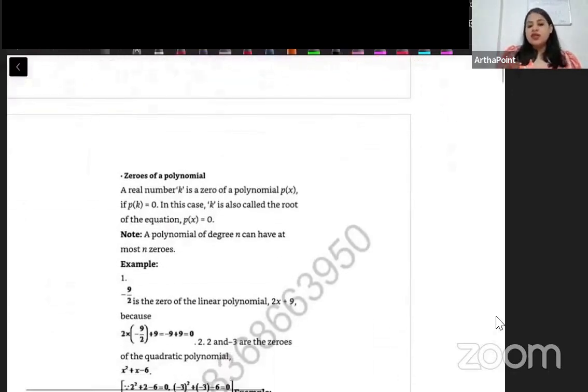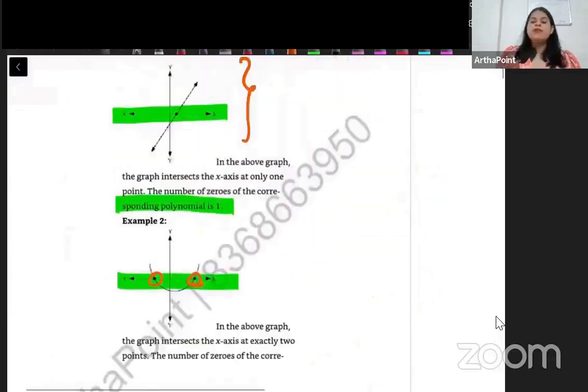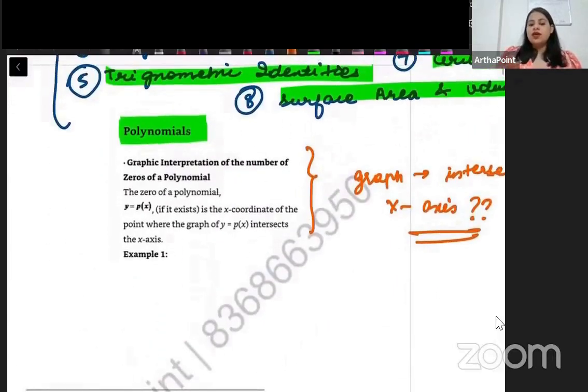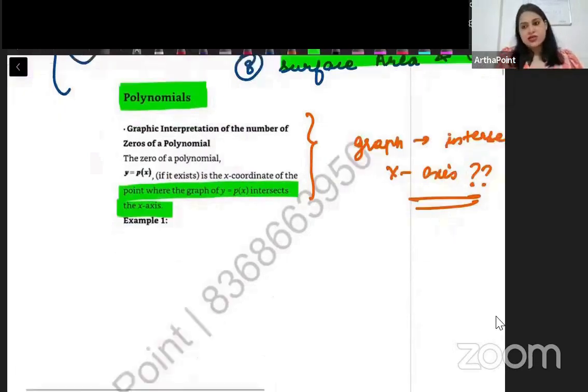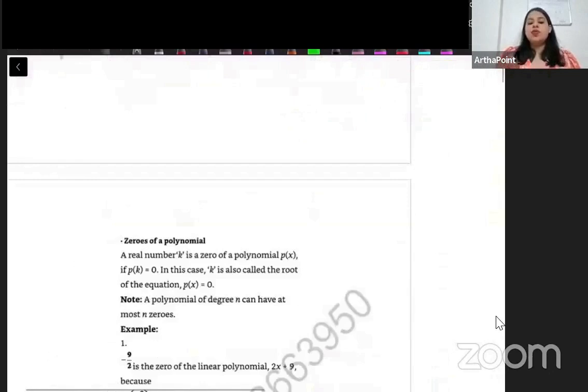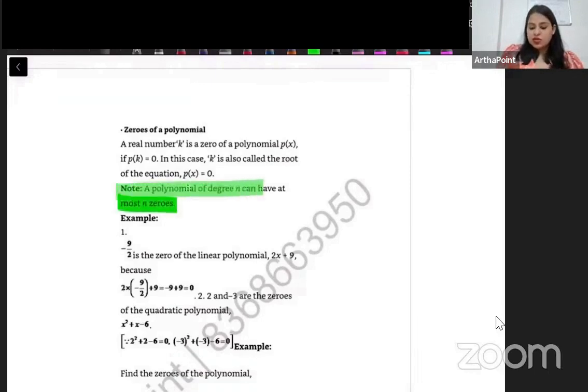So basically, what is the number of zeros of the polynomial? Graphically, the number of zeros of the polynomial is the number of times that you intersect, you cut, the x-axis. Okay, now let us come to one important theorem. This theorem says that a polynomial of degree n can have at most n zeros.